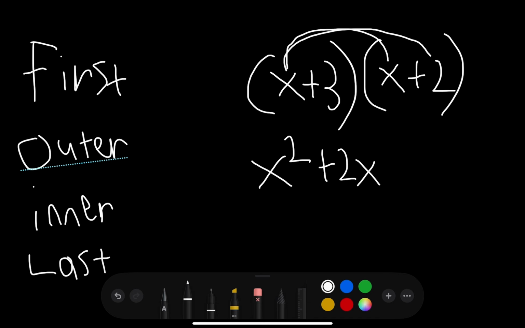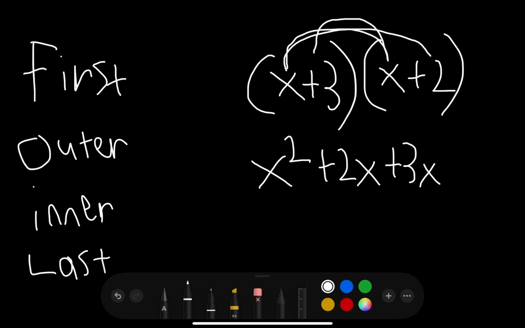Now, onto the inner, it's where you multiply the two inner values of these binomials, in which case it's the last value of the first binomial and the first value of the last binomial. And in this case, it will give us 3x.